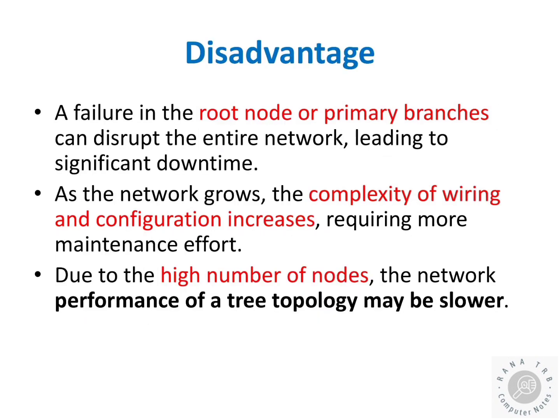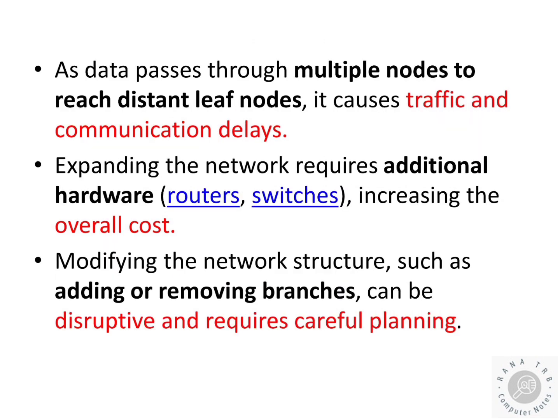The disadvantages are that if the root node or the primary branch fails, the entire network will collapse, and the complexity of the wiring and configuration increases as the network grows. Due to the high number of nodes, the performance of the tree topology may be slower. Passing the data through multiple nodes to reach the distant leaf node will cause traffic and communication delays. Expanding the network with additional hardware like switches or routers will increase the overall cost. Finally, modifying the nodes, that is adding and removing, can be disruptive and requires more careful planning.